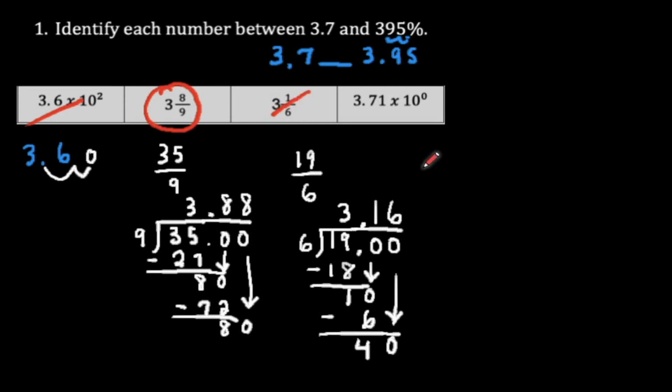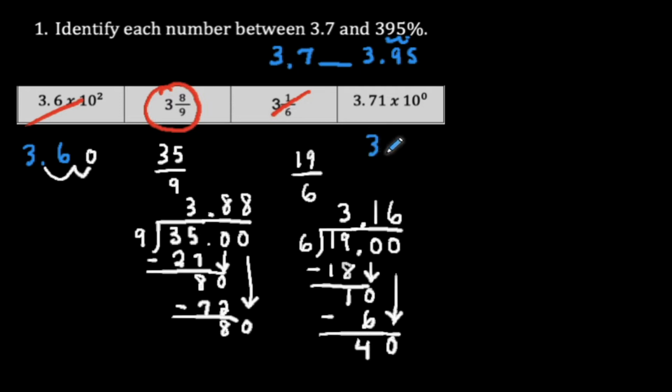And last but not least, let's take a look at 3.71 times 10 raised to the 0 power. What I want you to realize is this. We usually take a look at the exponent to see how many times we have to move the decimal point over, whether it's to the left or to the right a certain amount of times. However, any number raised to the 0 power is always equal to 1. So essentially you're multiplying 3.71 by 1. Remember, any number multiplied by 1 is that number. Therefore, 3.71 times 1 is 3.71.